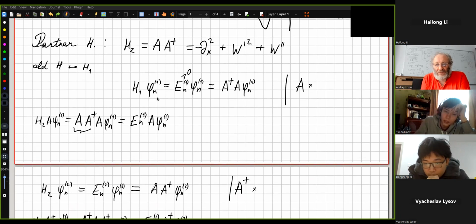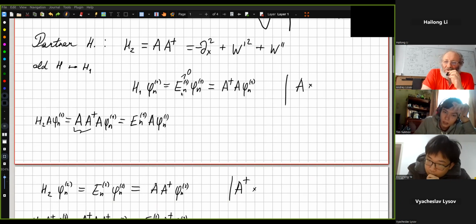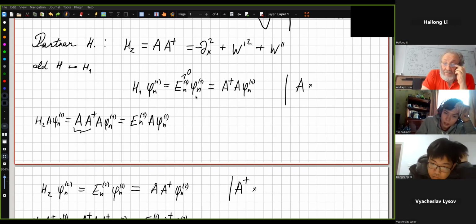In particular, if phi n1 solves the problem for the first Hamiltonian H1 with energy E n1, which is greater than 0, so it's not the ground state, that's very important to note, then we can rewrite H1 using our A and A dagger. After we act by A from the left, we see that on the one hand, we have just the energy times A acting on phi n. But on the other hand, if we consider the A dagger A construction, we can find H2 in it. So the result is that A acting on phi n1 is an eigenstate of H2 with the same energy E n1.